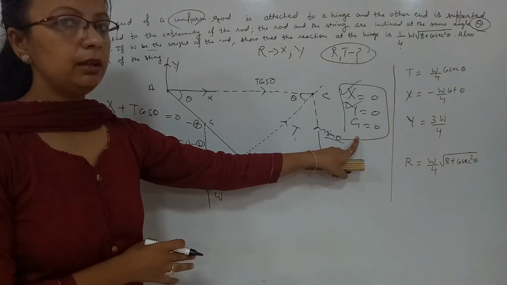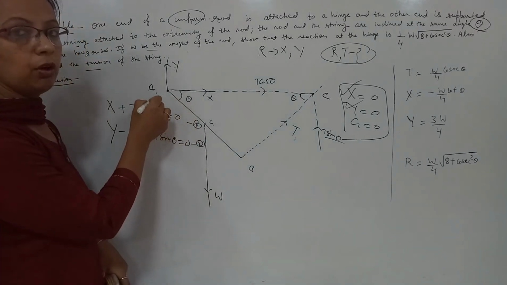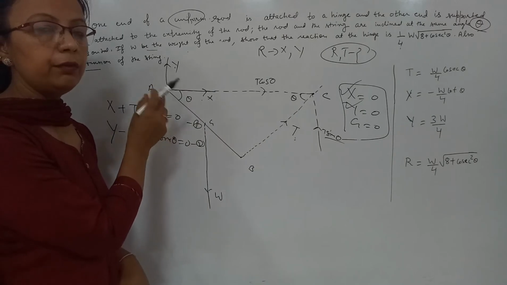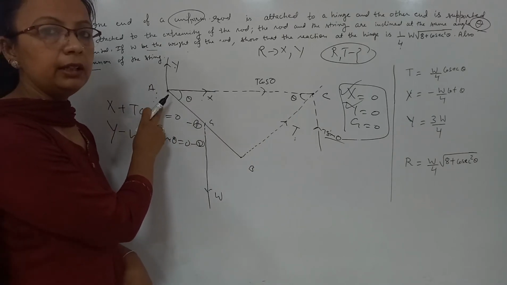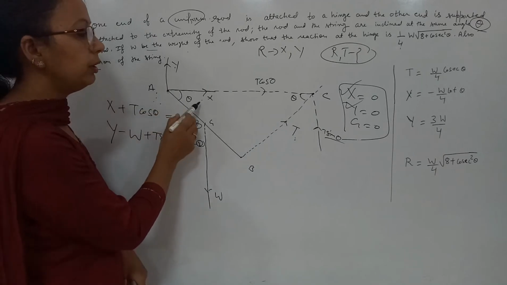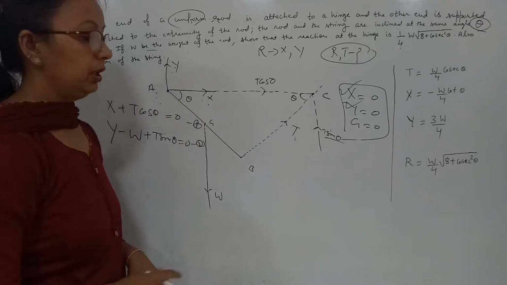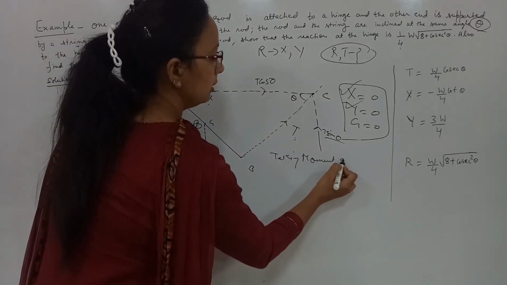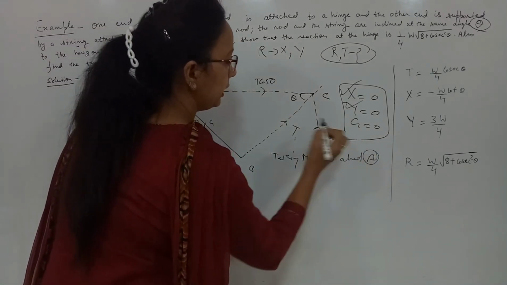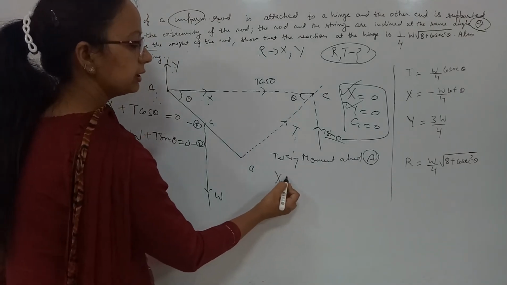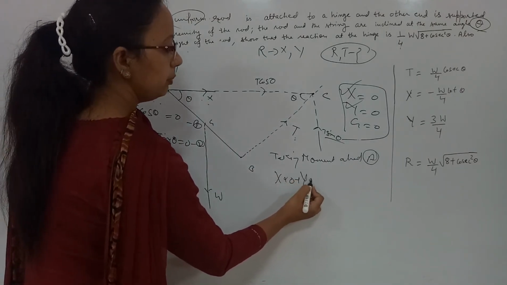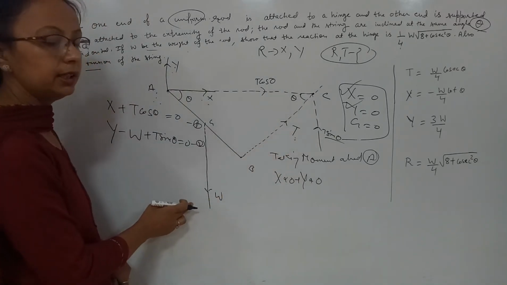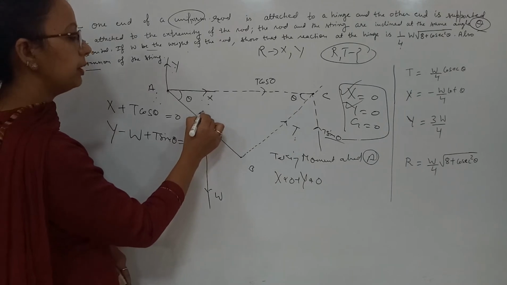We will take here the moment about point A, because at point A, X and Y both are passing, and if we are taking moment about A, then the moment of X and Y will be 0. So taking moment of all the forces about point A, X का moment 0 because इसका distance 0 है, Y का moment 0 because इसका distance भी 0 है. What is the moment of W and T? W के लिए हम W को पीछे प्रोड्यूस कर लेते हैं.